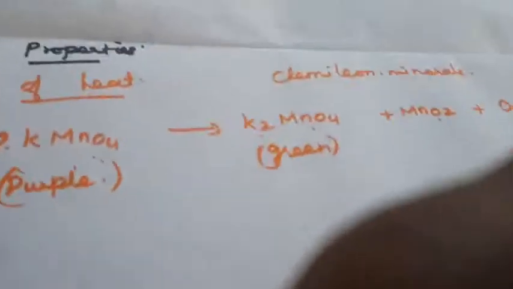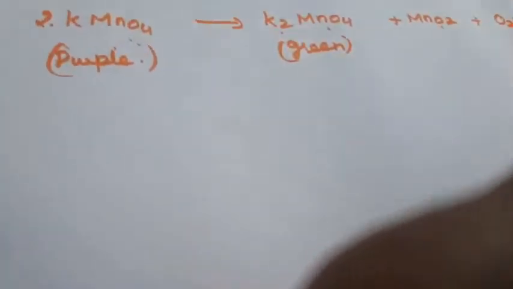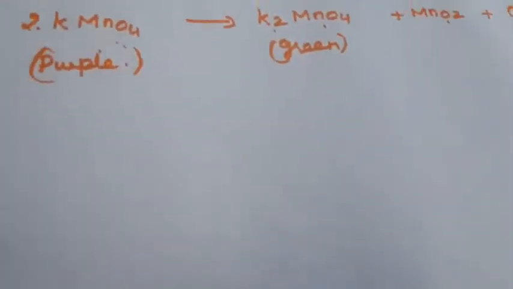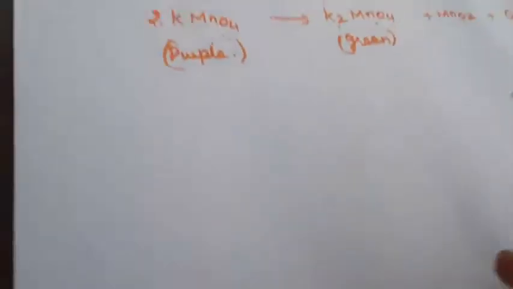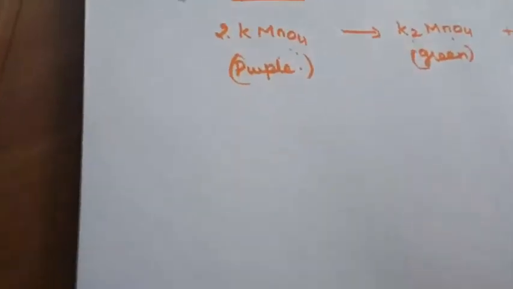Okay, it repeatedly changes in color, so it is called a chameleon structure. Now the second equation. The first one was the action of heat, and the second is the reaction with concentrated sulfuric acid, cold concentrated sulfuric acid and hot concentrated sulfuric acid. First, it reacts with cold concentrated sulfuric acid.